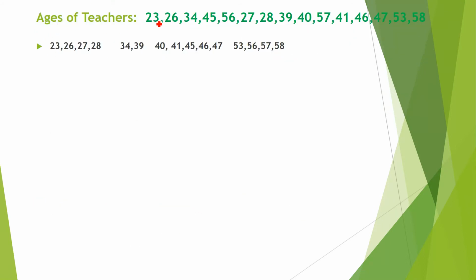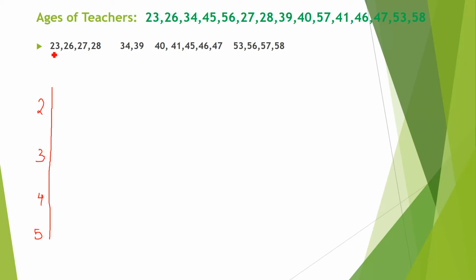Suppose the ages of teachers are 23, one teacher is 23 years old, another is 26, 34, 45 and so on, right? You can arrange them, but again it is not necessary to arrange them. How will you make the plot? Make a straight line, and here we can write down 2, here 3, then 4 and then 5. What does it mean? 2, 3, 4, 5.